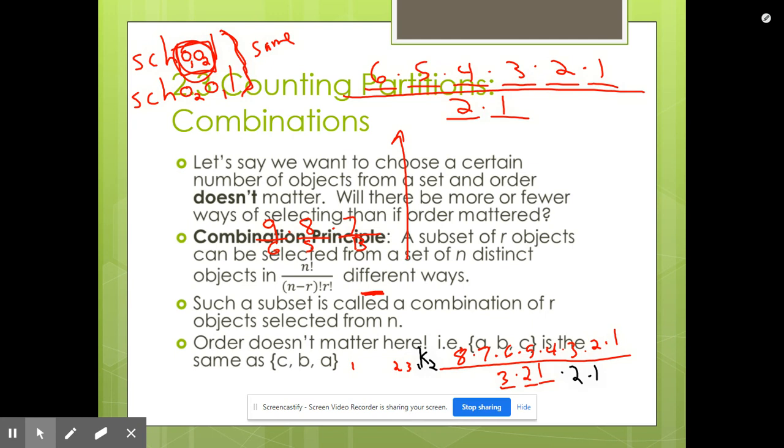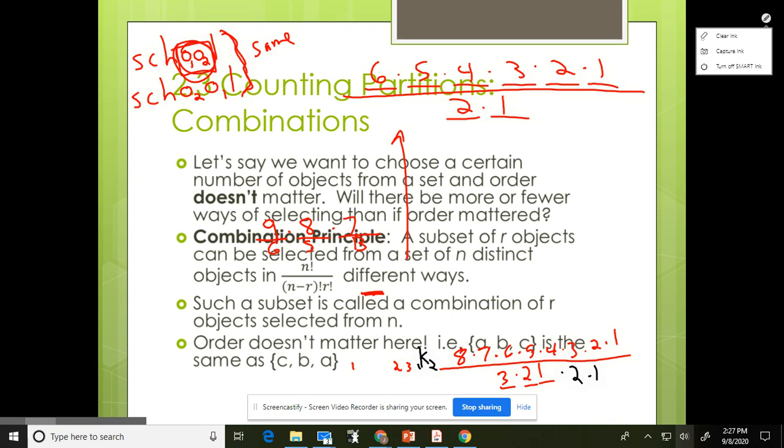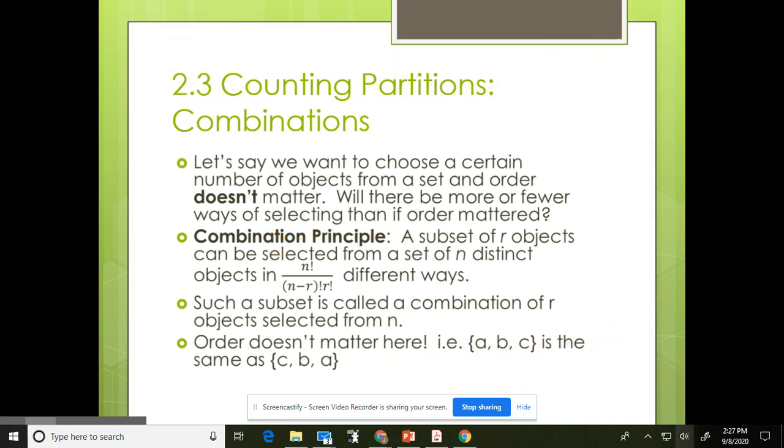And that's it for section 2.2. 2.3 is kind of the same idea, but order doesn't matter in 2.3, so it'll be a little bit different. Anyway, that's it. Hope this made sense. Ask me questions in class.